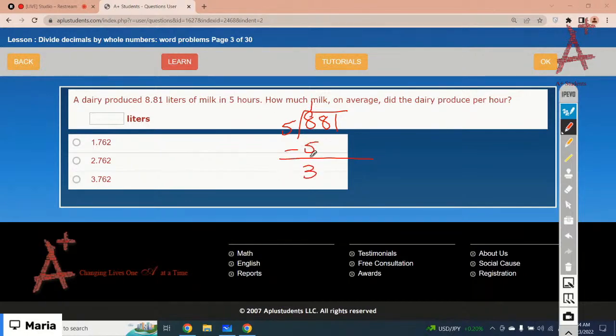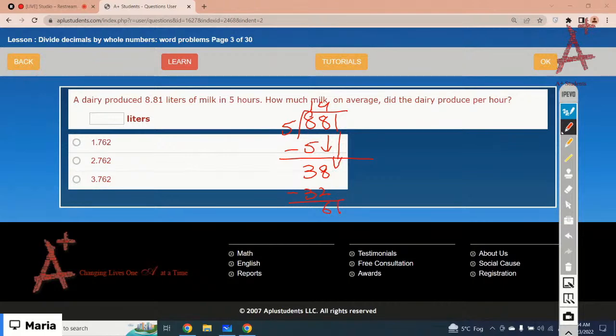8 take away 5 is 3. Bring the next digit down. 8 times 4 is 32. 38 take away 32 is 6. Bring the next digit down.